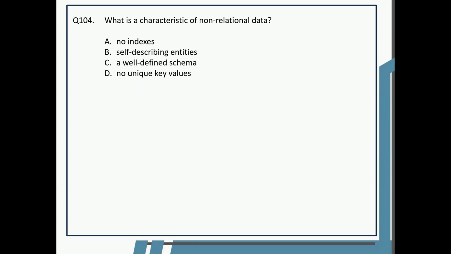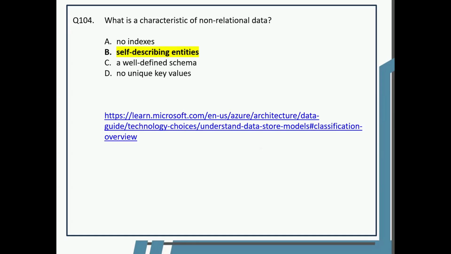Now, the statement for question number 104 is what is the characteristic of non-relational data? Your options are no indexes, self-describing entities, a well-defined schema, no unique key values. Now, folks, non-relational or NoSQL data stores are designed to handle data that doesn't conform to a rigid predefined structure. Entities in non-relational databases are self-describing.